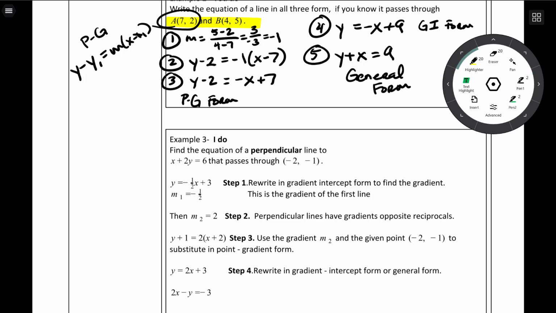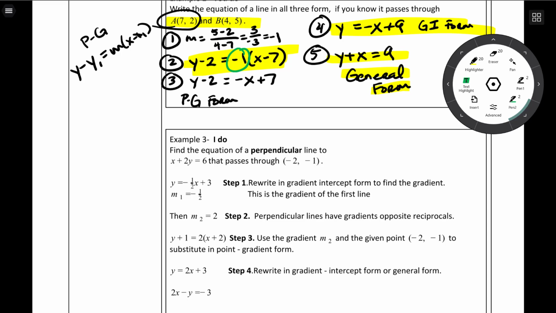I'm going to highlight each one of my answers because I want to make sure, did I get all three of my forms? And actually, this one here in step 2 is really point gradient form, because notice how we have the slope outside the parentheses? That's point gradient form. All right. So, next thing is to look at another example.